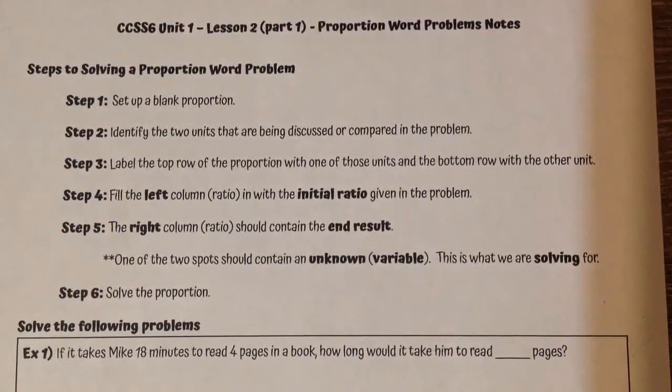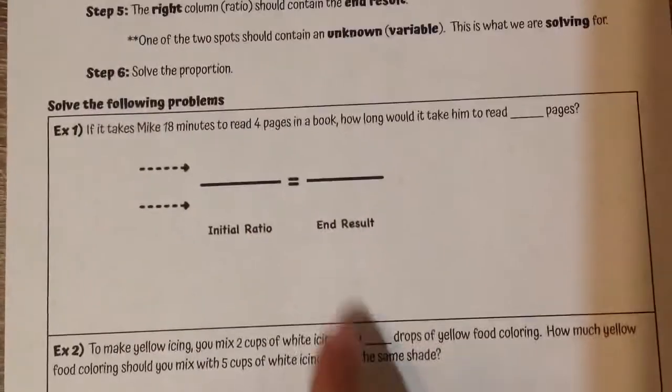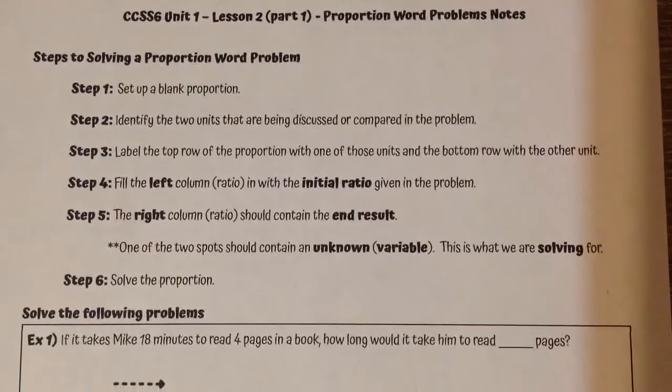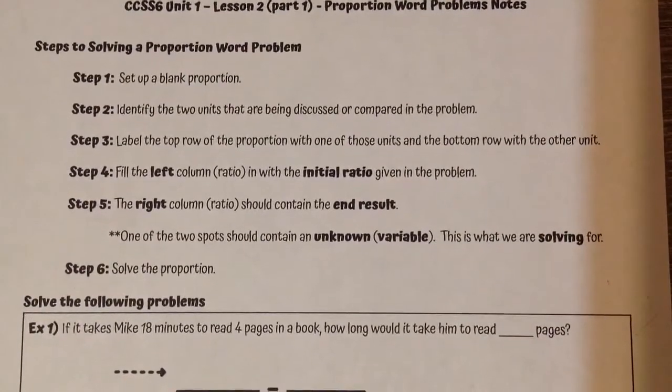For part 1 of lesson 2, we are going to be looking at proportion word problems. So the steps to solving proportion word problems are as follows. First thing we're going to do is set up a blank proportion. You can technically solve these problems without using a proportion, and a reminder, this is a proportion, but in my opinion it makes it a little bit easier and less likely to make mistakes.